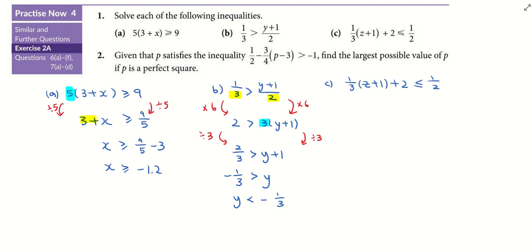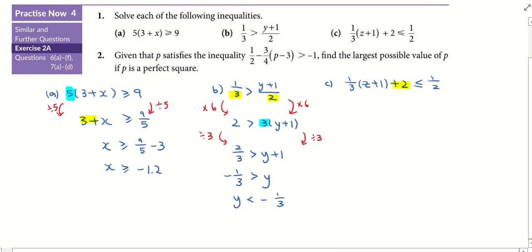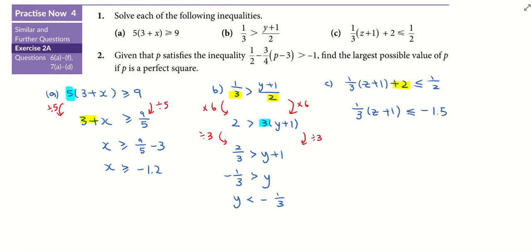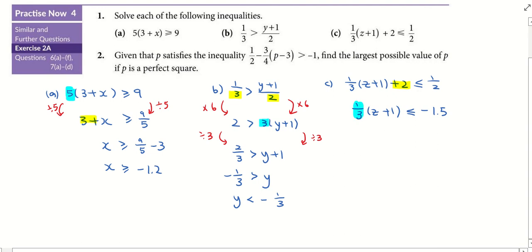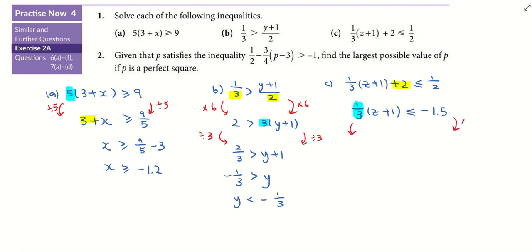Now for the last question, which looks really hard, but remember, always bring the constants to one side, unknowns to the other side. Bring this plus 2 over. Bring it over, it becomes minus 2. And then, how do I take care of this 1/3? Can I multiply by a number so that it becomes 1? Times 3, times 3. 7z plus 1 is less than or equal to negative 4.5.